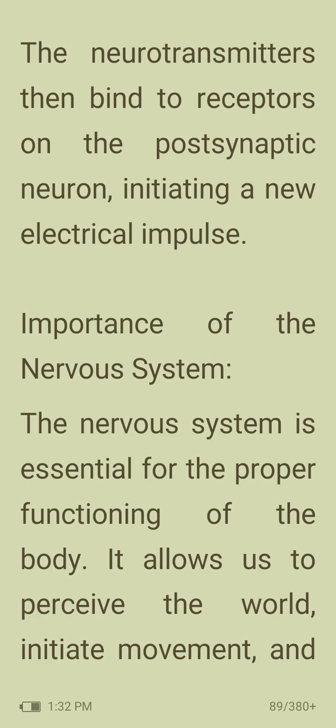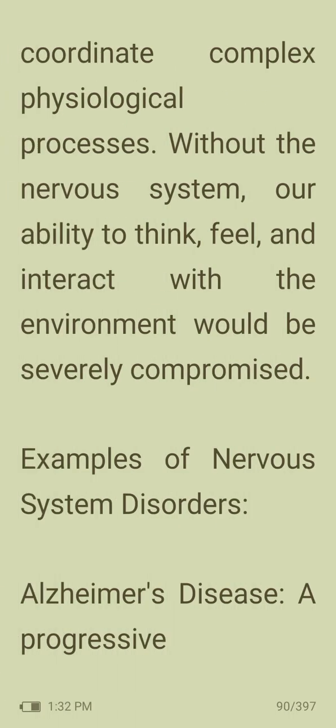And what is the importance of the nervous system? The nervous system is essential for the proper functioning of the body. It allows us to perceive the world, initiate movement, and coordinate complex physiological processes. Without the nervous system, our ability to think, feel, and interact with the environment would be severely compromised.